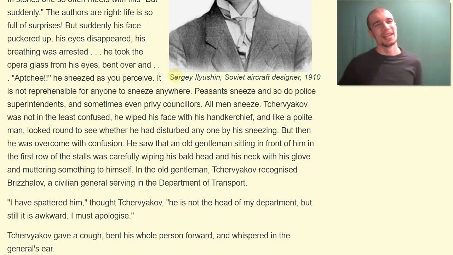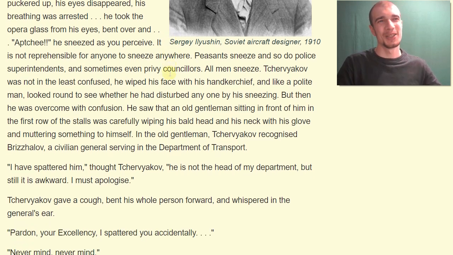So look at these nice details, because everything that Chekhov does, every word, every sentence, every little detail, makes perfect sense, and it creates this image, and it creates this puzzle of his feelings and emotions. Try to notice all those little details that create the image of him. Bent his whole person. He didn't just bend a little bit, or with his hand, or with his head. He bent his whole person. That's interesting. And whispered in the general's ear, "Pardon, Your Excellency. I spattered you accidentally."